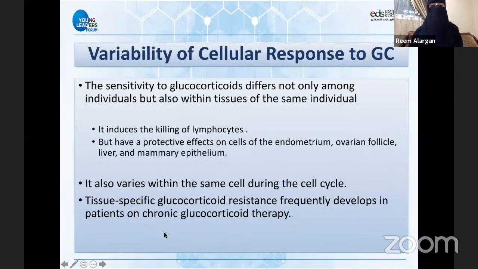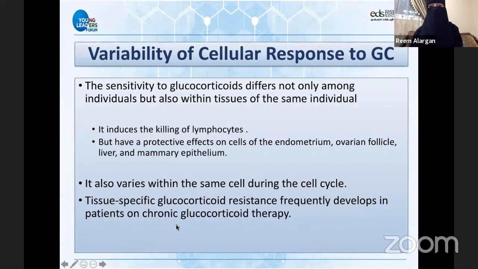And we know that in patients, even patients who have glucocorticoid resistance syndrome or even other resistance syndromes, they could have variable tissue sensitivity to their hormone. And specifically, glucocorticoid sensitivity was shown to differ not only among individuals, but also within the tissues of the same individual. So it varies within the same cell during the cell cycle.